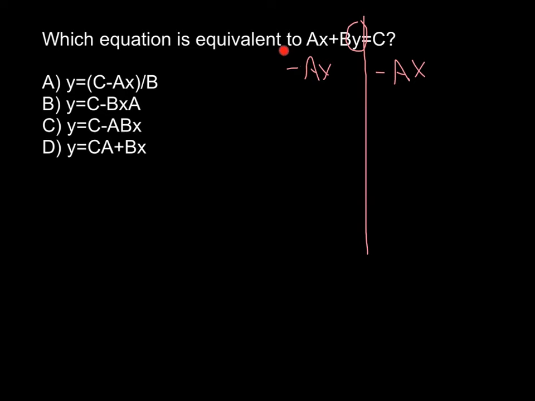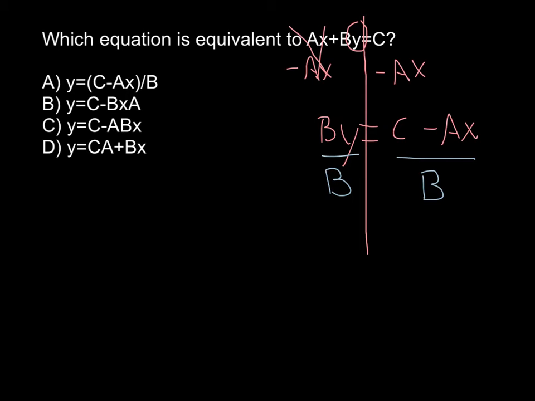So we're taking our AX from the left side and moving it to the right side because we want our Y variable by itself. So when we simplify, we're only left with BY over here because these cancel off. And then we have C minus AX. Final step is to divide this side by B so we can get Y alone.